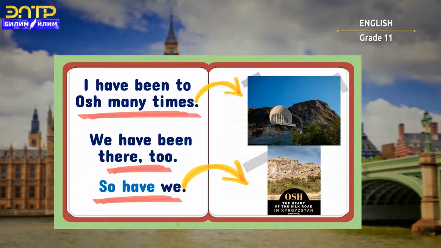So, next example. I have been to Osh many times. We have been there too. So, both are at the same situation. Both have been to Osh. Instead of saying we have been to, we can say so have we, starting the sentences with so, and then a helping verb of the present perfect have, and the subject pronoun we.